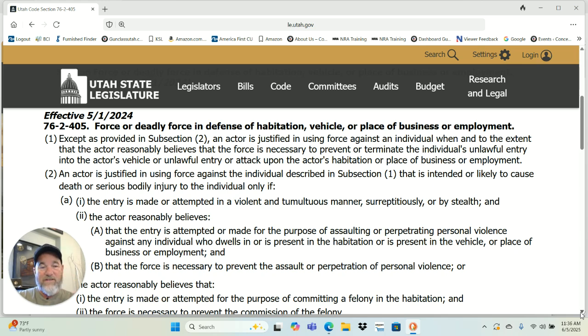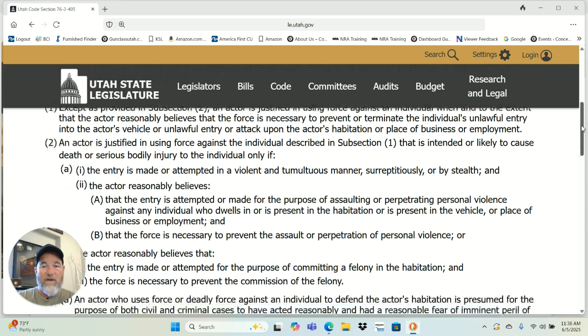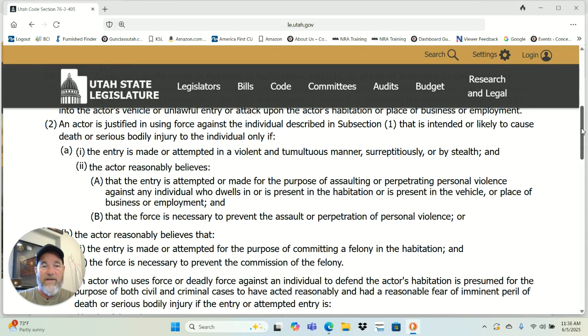Paragraph 2 is talking about the justification to use deadly force to prevent or terminate unlawful entry or attack on these areas. It requires entry to be made in a certain way. It says an actor is justified in using force against the individual described in subsection 1 that is intended or likely to cause death or serious bodily injury. Another word for that is deadly force. Only if the entry is made or attempted in a violent, tumultuous manner.